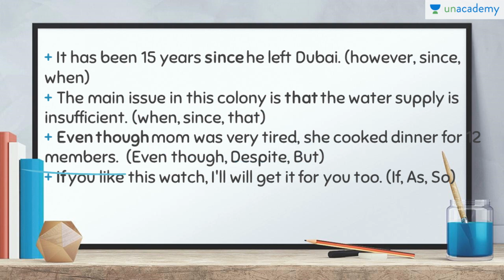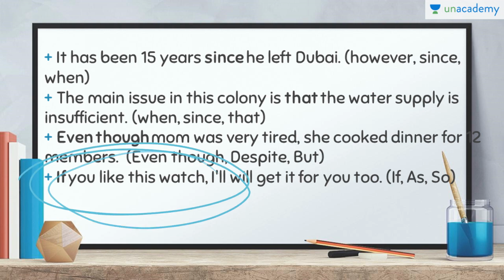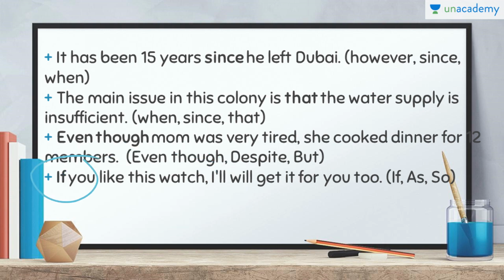If you like this watch, I will get it for you too. If is something that is for supposition or to ask about something that is uncertain in my mind. So that's why if is used to know whether you like this watch or not, and suppose you like it, then I will get it for you too. Then we are using if in such kind of situation to know the uncertainty, or whenever something is supposed. Here if will come as the correct fill up for this blank.